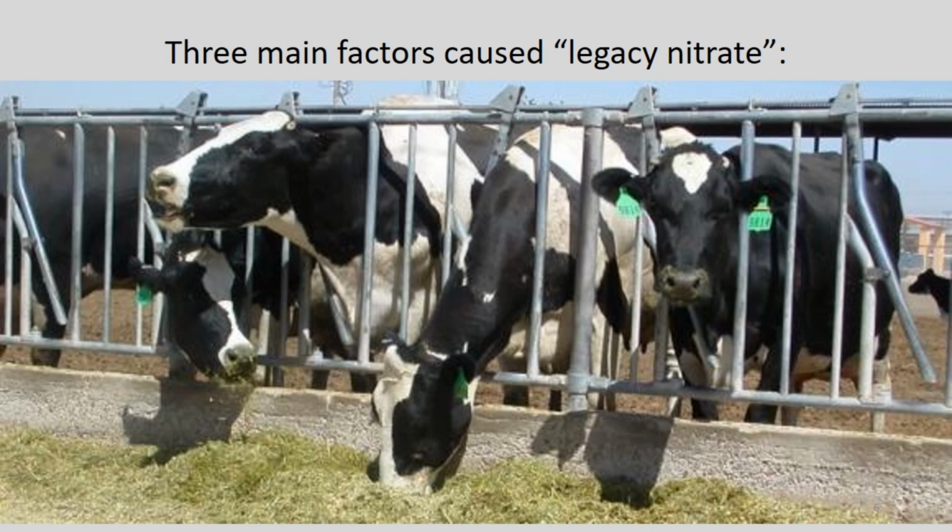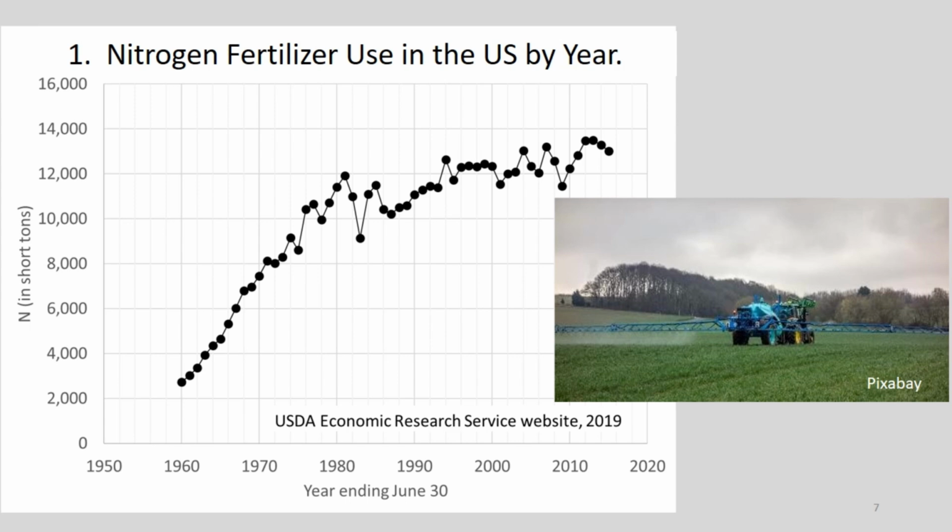Three main factors cause legacy nitrate. First, the amount of nitrogen used in fertilizer has increased. These are data from the U.S. Department of Agriculture. Same thing happened really around the world as the population grew. We've got nitrogen on the y-axis and year on the x-axis, and you can see between 1960 and 1980 there was a very steep increase every year in the amount of nitrogen used. And then after that, the amount of nitrogen became less.